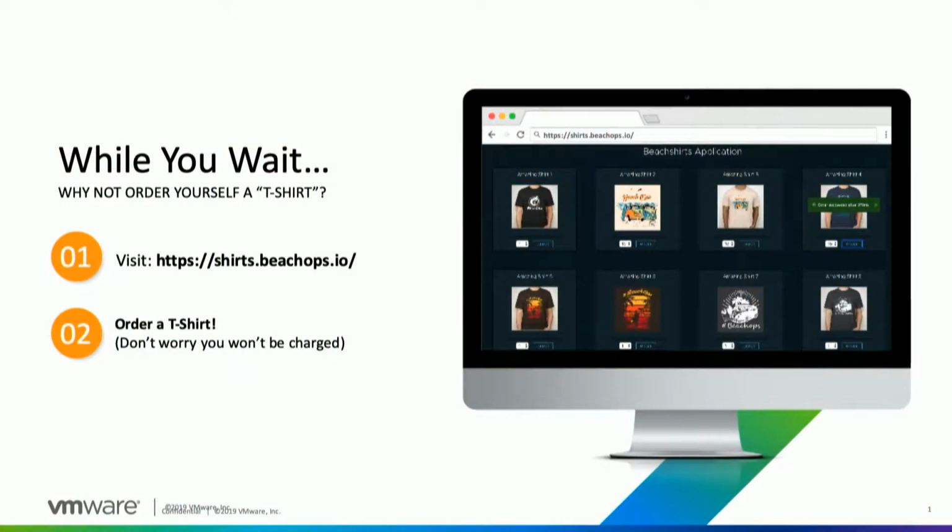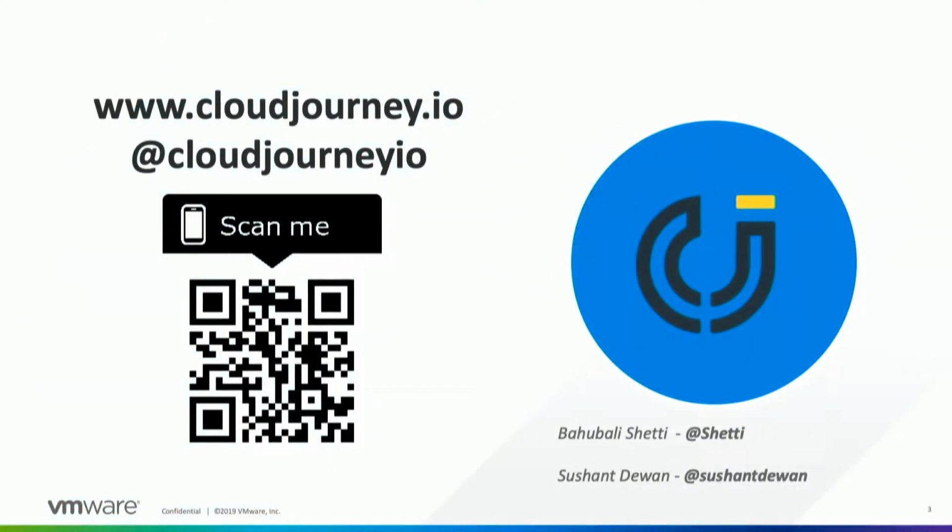So there's a URL up there, right? shirts.beachops.io. Go there. It's mobile ready. Get a t-shirt. No, you're not going to get it. It's not going to actually ship. We don't have credit cards. But this is the app that we're going to talk about and relate back to for context throughout this presentation, okay? Again, it's t-shirts.beachops.com.